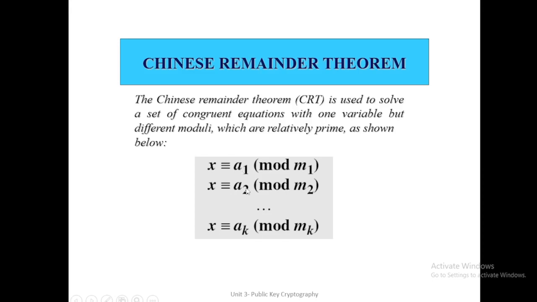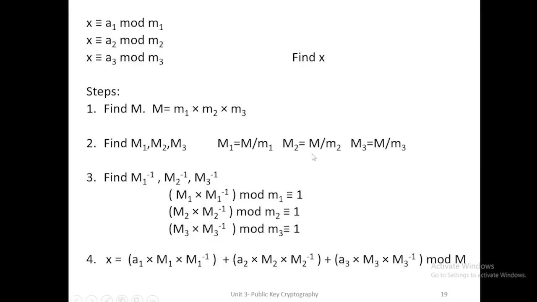A1, M1, A2, M2, AK, MK, these numbers should be relatively prime. Then only we may be able to apply this Chinese remainder theorem. So the conditions for Chinese remainder theorem are A1, M1, A2, M2, like that AK, MK values should be relatively prime. Then only we may be able to find out the common value x by applying this theorem. So this condition should be maintained. Using this condition only we may be able to calculate the value.